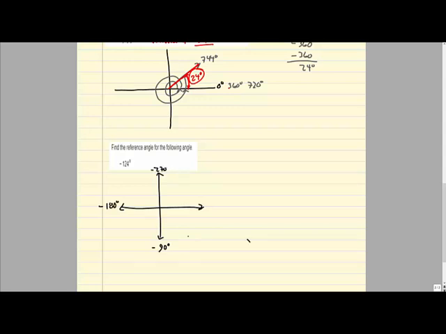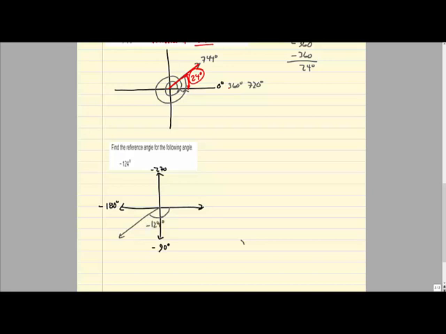So if I start at 0 degrees and I rotate through, the first quadrant I'd hit is negative 90. I still need to keep going, but I don't need to go clear up to negative 180. So negative 124 lies somewhere in here. So this is negative 124 degrees.